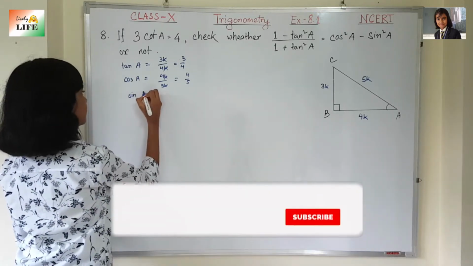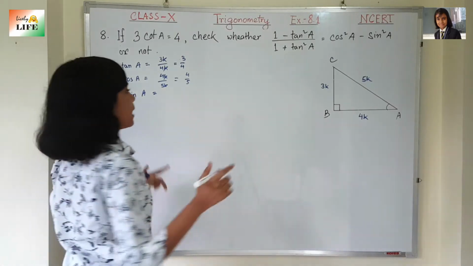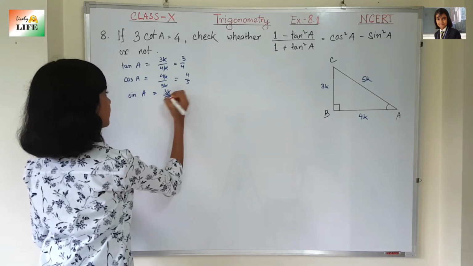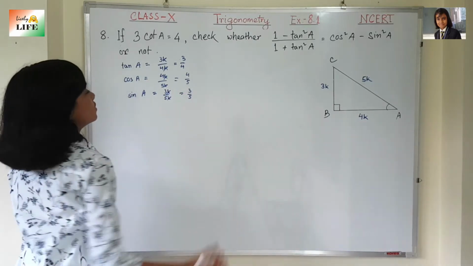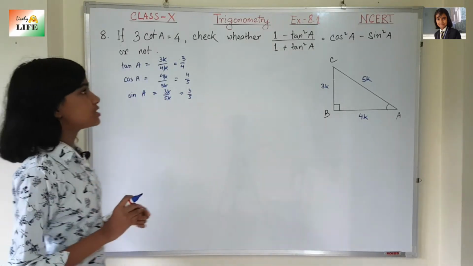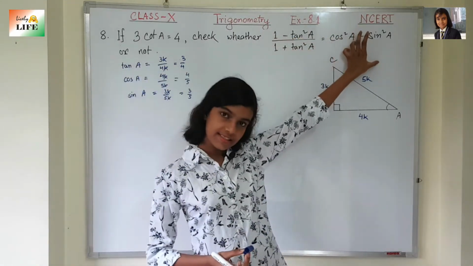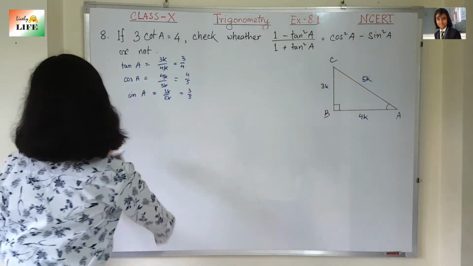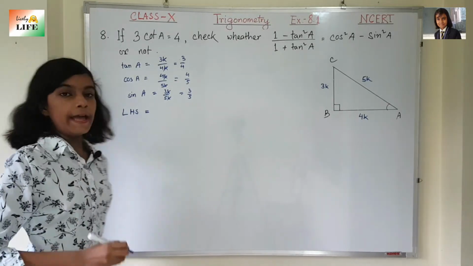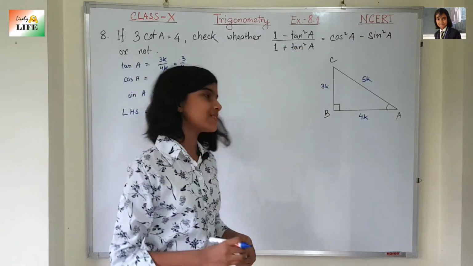Then sin A. What is sin A? Sin A is perpendicular by hypotenuse. It means 3K by 5K. K will be cut. What remains? 3 by 5. So now let's find out this. First we are going to find out the left hand side. This is the left hand side and this is the right hand side. So what is the LHS? 1 minus tan square A by 1 plus tan square A.